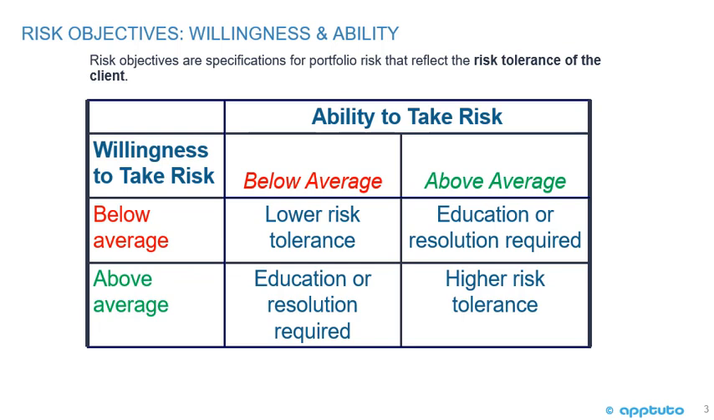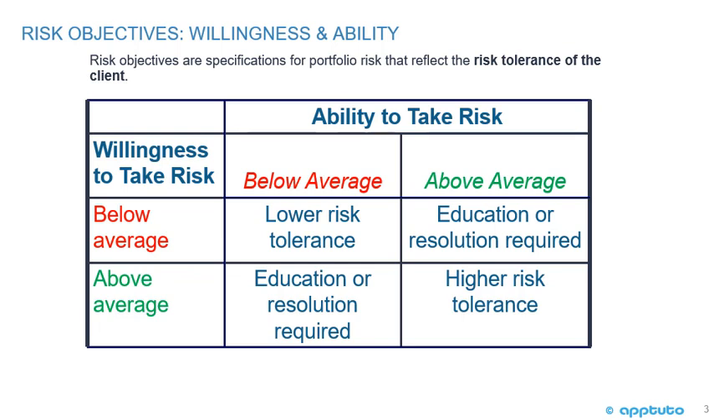So here's just a little table where on the rows, we have the willingness to take risk, and on the columns, we have the ability. So again, we can see if there's below average willingness to take risk and below average ability, then that's a lower risk tolerance. If we have above average willingness to take risk, but below average ability, then education or resolution is required.